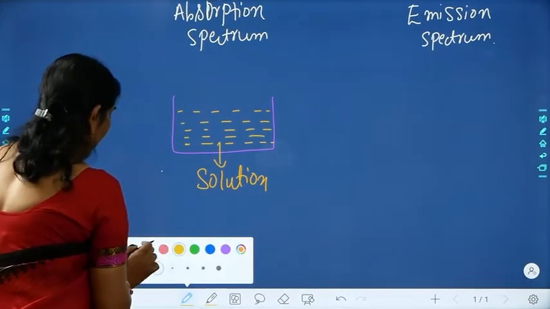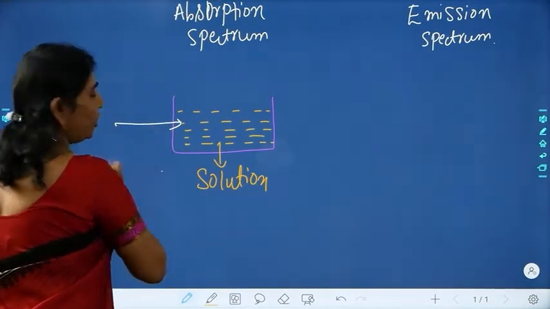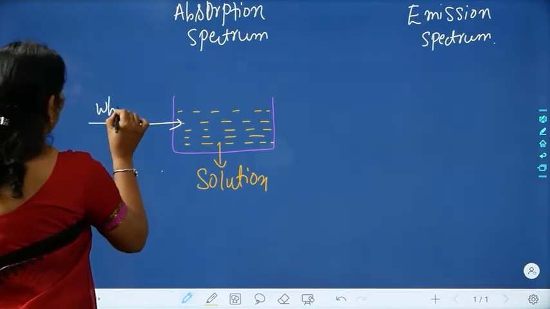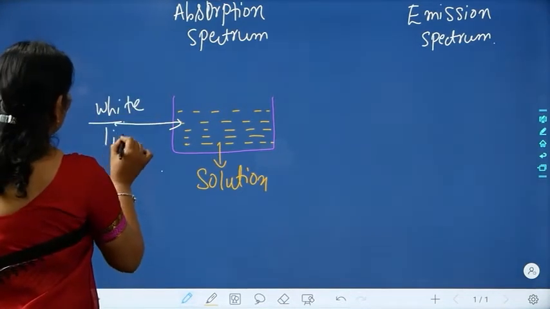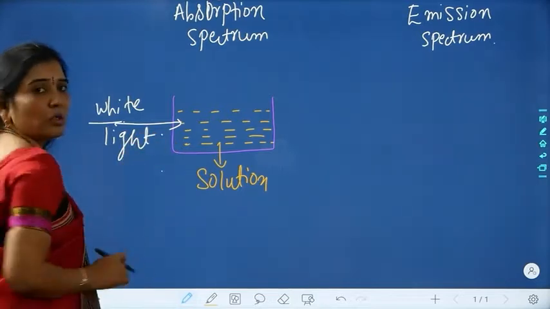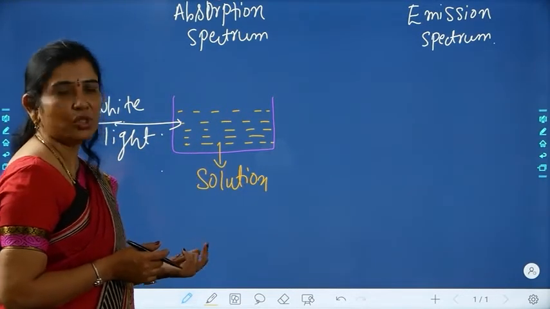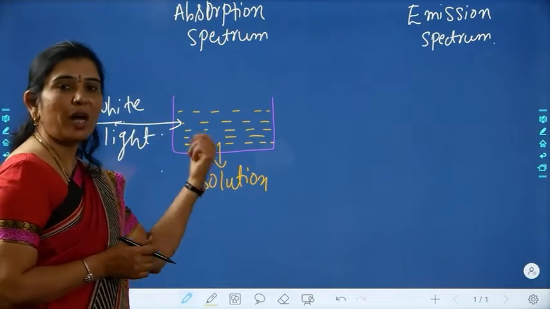Now, when a white light is introduced into this solution, this is a white light. I am passing white light through this solution. So, what is going to happen? The atoms which are present in the solution absorb part of the light.